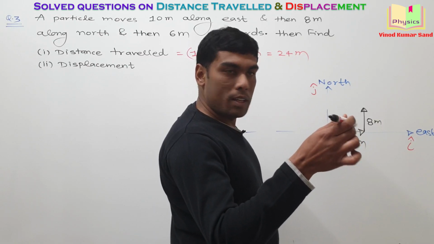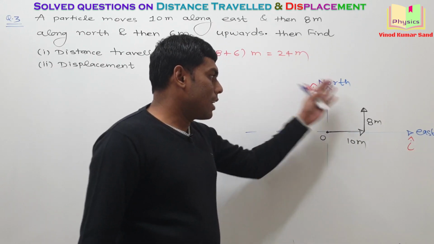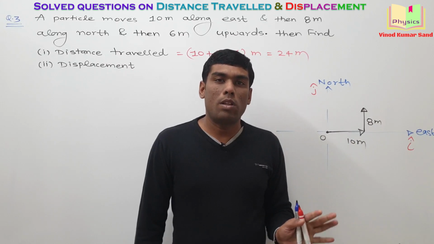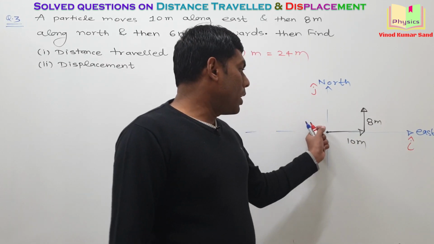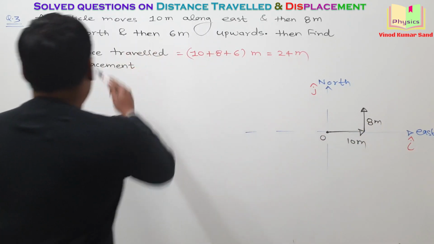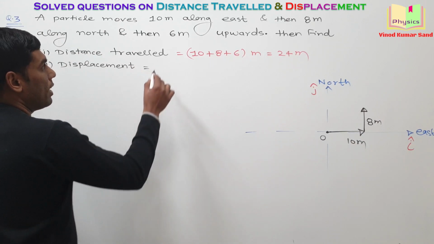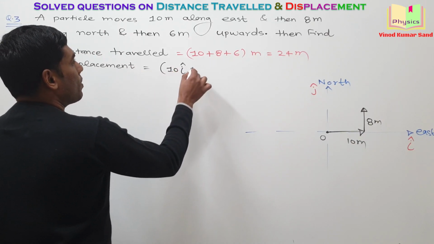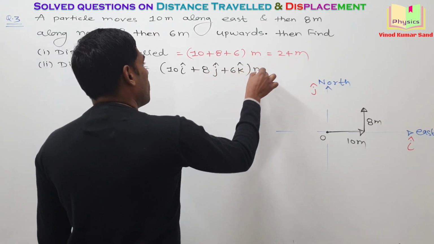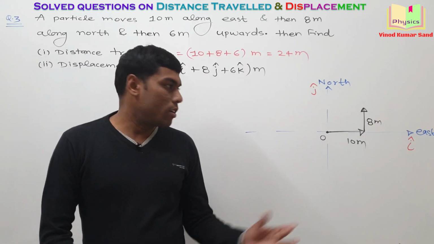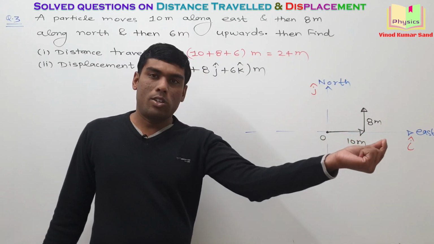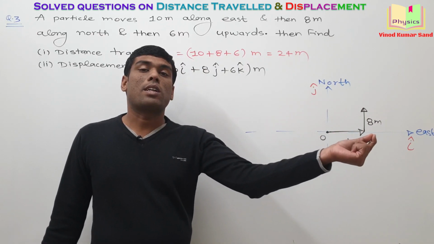Getting my point? If north, east, south, west, they are lying in the plane of the board, then upwards and downwards will be perpendicular to the plane of the board. So in upward direction, you can consider the unit vector to be k cap. It means the displacement we should write as 10 i cap plus 8 j cap plus 6 k cap meter. I cannot draw the k cap here in the air. You need to imagine this is the upward direction, and in this direction we have the unit vector k cap.